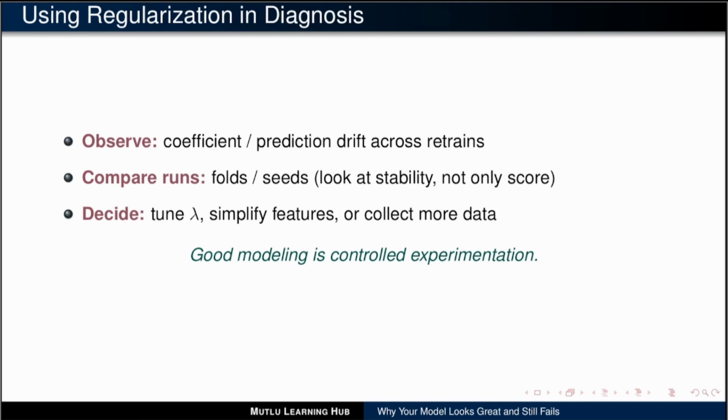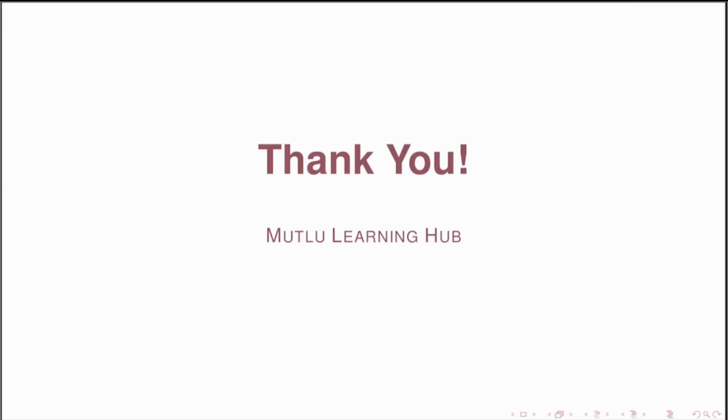So here is how we use regularization as a diagnostic tool. First, we look at drift. Do coefficients or predictions change a lot across retrains? Then we compare runs across folds and seeds, not just the mean score, but stability. And then we decide, do we tune lambda, simplify features, or do we actually need more data? Because good modeling is controlled experimentation, not just train once and hope. And that's regularization.